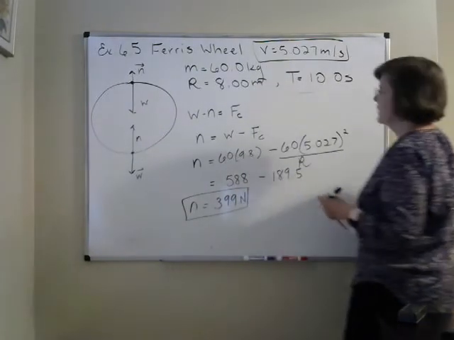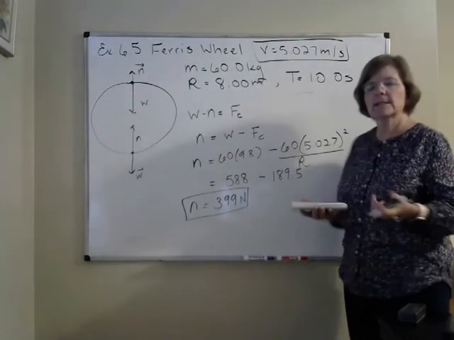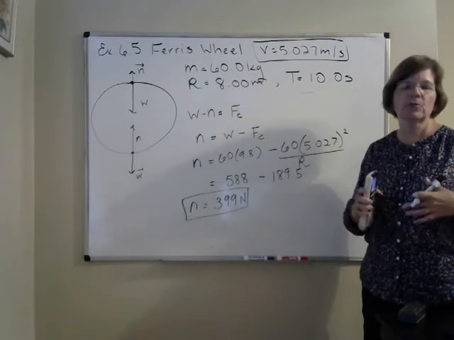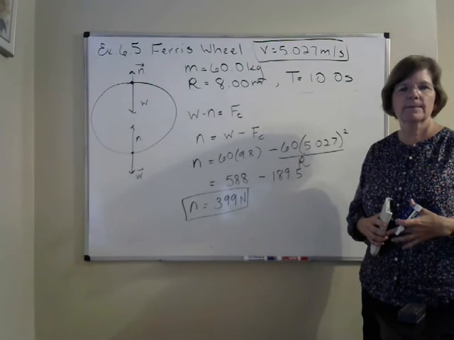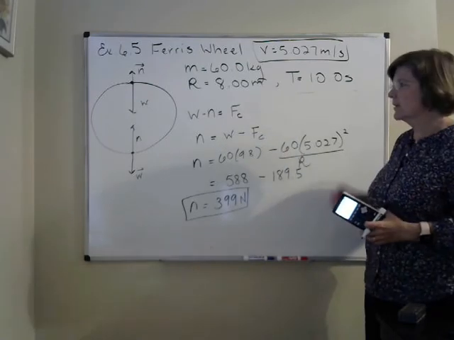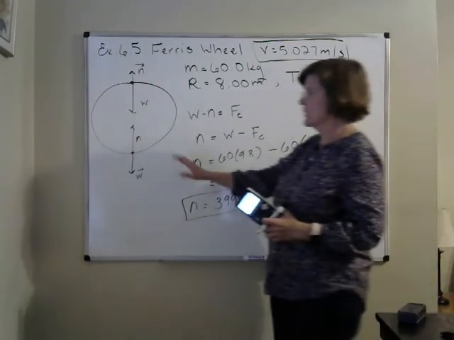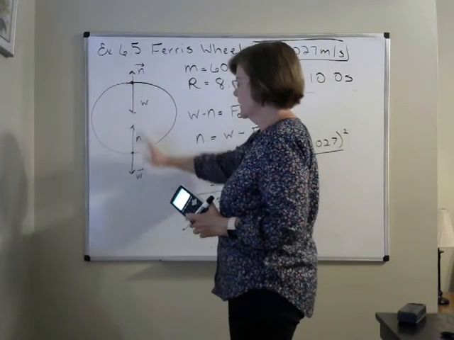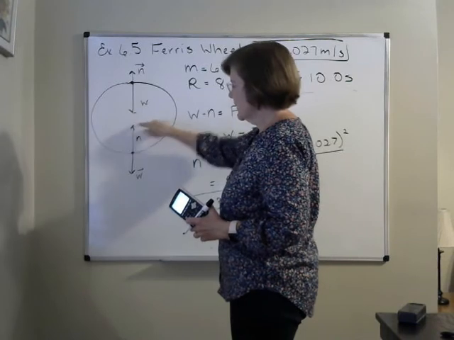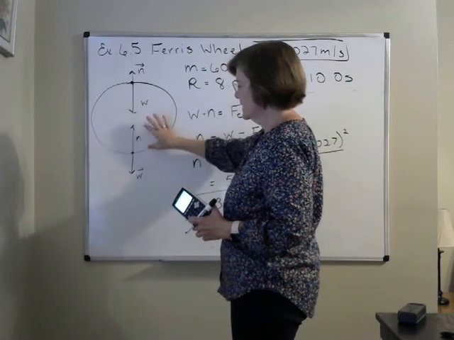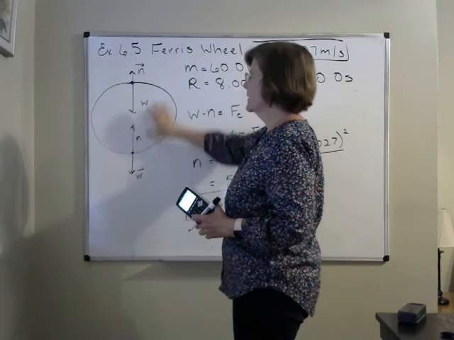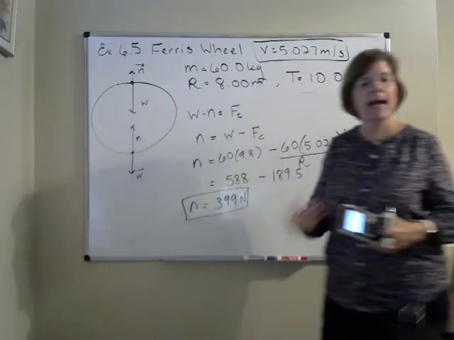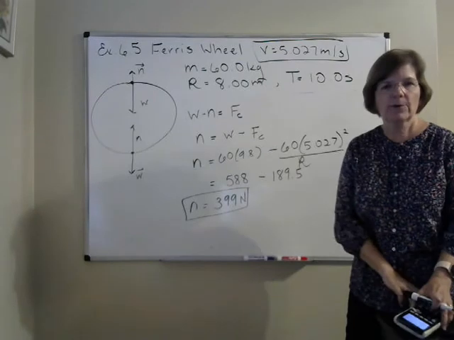So at the top, you don't feel the seat pressing up with the same amount of force that you feel it pressing up against you when you're at the bottom. Okay? It's all about drawing those free body diagrams and realizing that your centripetal force points towards the center. So the net force points up here, N minus W has to equal the centripetal force. The centripetal force points down here, W minus N has to equal the centripetal force.